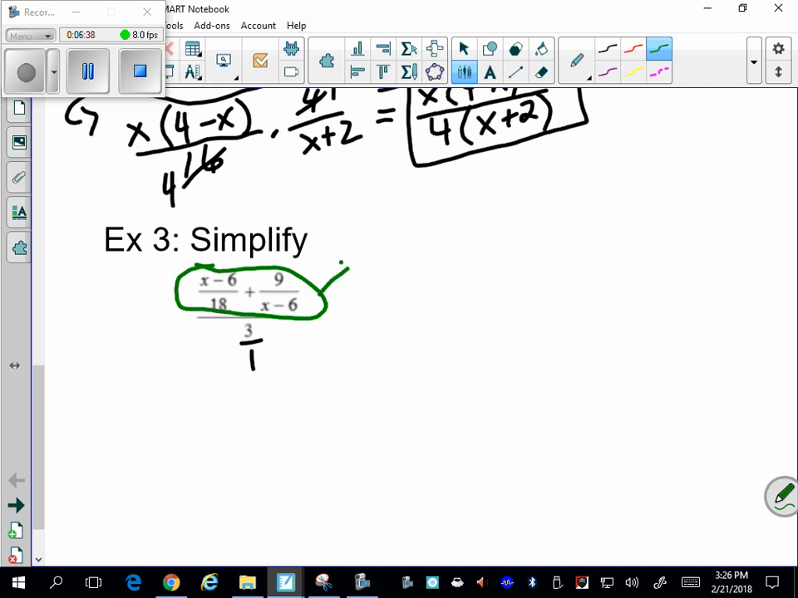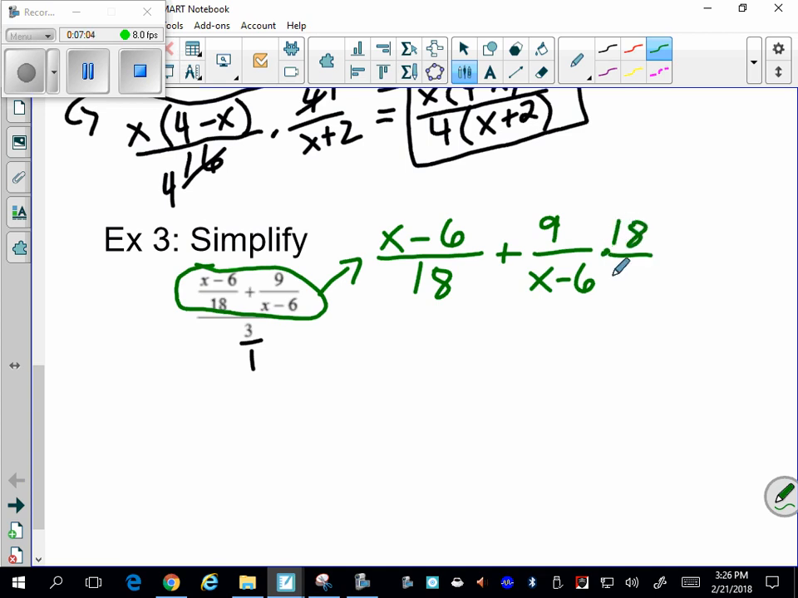So x minus 6 over 18 plus 9 over x minus 6. I try to factor the denominator, but there's no factors that will help me. 18 is a monomial and x minus 6 is already factored. So getting like denominators, this could get ugly. Multiply the first denominator by 18, so then both denominators have a commonality of 18. And the first fraction, to get there, I need to have an x minus 6 in that denominator. So I need to multiply numerator and denominator by x minus 6.